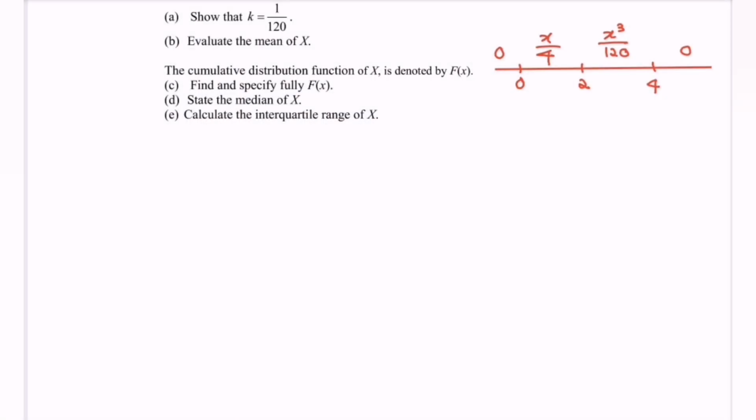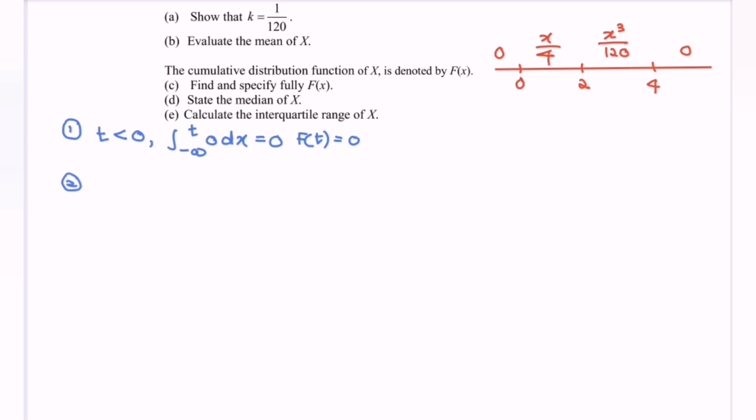Next, the cumulative distribution function of x is denoted by F(x). Find and specify the full F(x). So find the CDF. Step number 1 refers to the range. t is less than 0, where we have the function integrate, start from negative infinity until t, for the function 0 dx. So we have 0, so the F(t) is equal to 0.